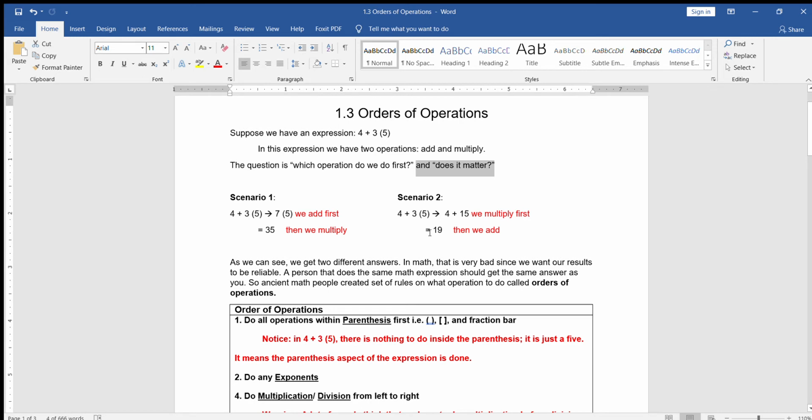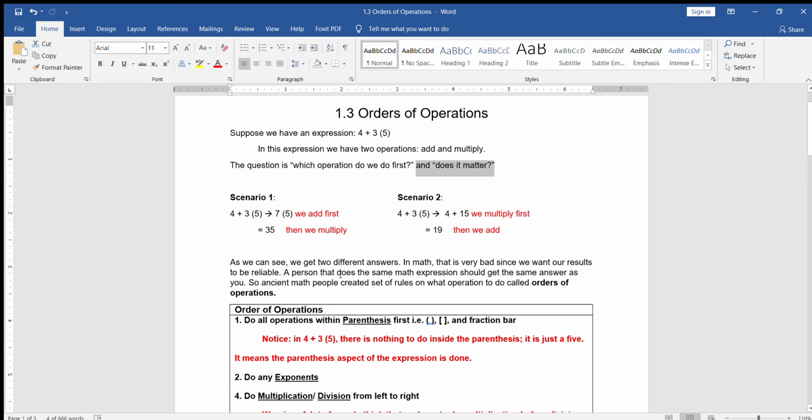So as you can see, we get two different answers, and in math, that's the most terrible thing you can do, because in math, we want exact answers all the time. For example, if you do this expression in your house and somebody else does this expression halfway across the world, you need to have the same answer, or math is just useless. We use math because we know that whatever we do here, that person across the world will do it the same way.